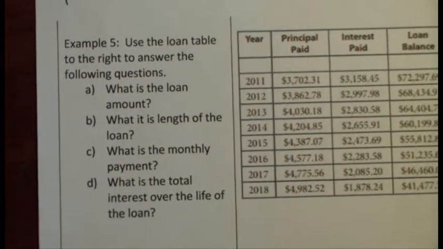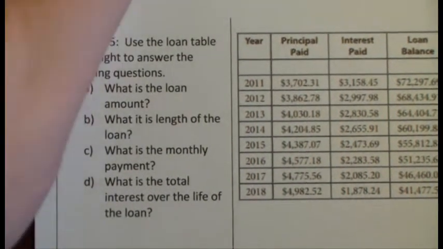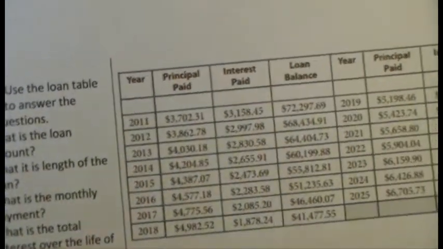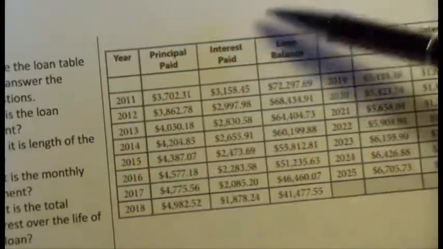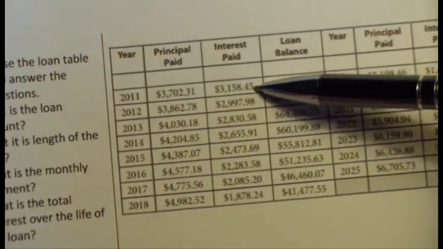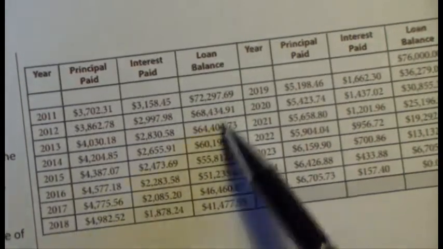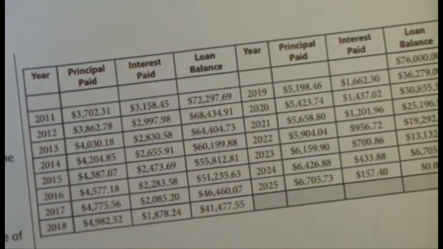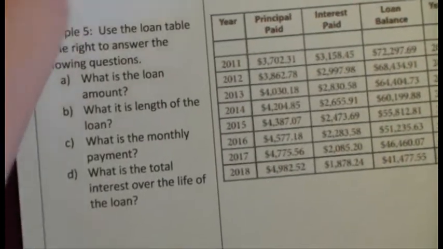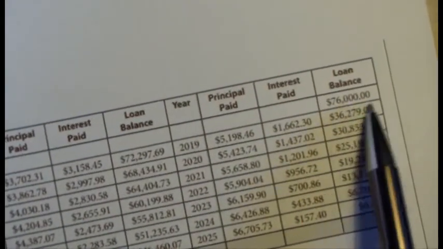Example 5. Use the loan table to the right to answer the following questions. So before we answer questions, let's look at the table. We've got years down this column, the amount of principal that's paid for the entire year here, interest paid, for the entire year, sorry, and then the balance of the loan. And then it goes from 2018 to 2019 up here and continues on. So part A says, what is the loan amount? You'll notice top row right here, $76,000. So that's your loan balance.